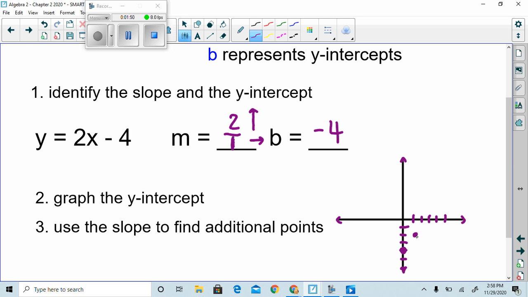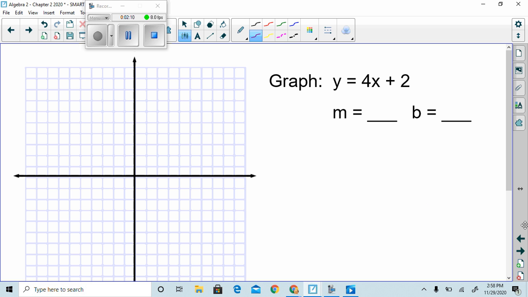I like to do more than one point, even though you only need 2 to graph a line. 1, 2, over 1. And then I connect those points. And I see I have this line, which has a positive slope. And as you noticed in the original equation, the slope m was also positive. Sometimes we have to rewrite the equation, but let's do another one where we don't.